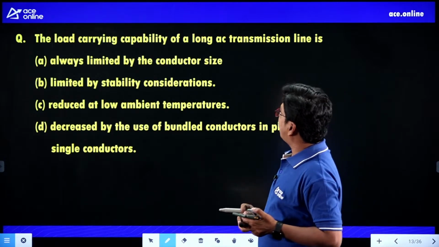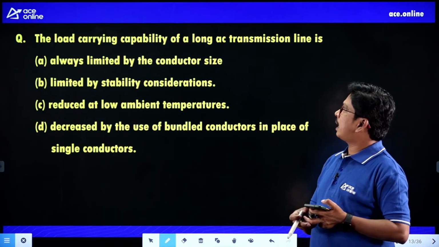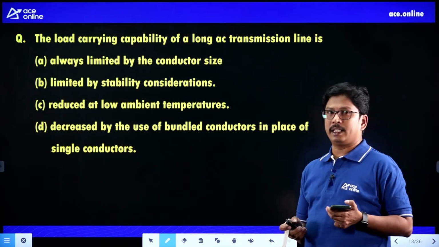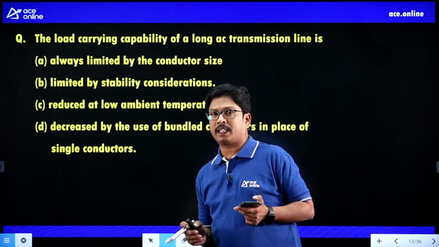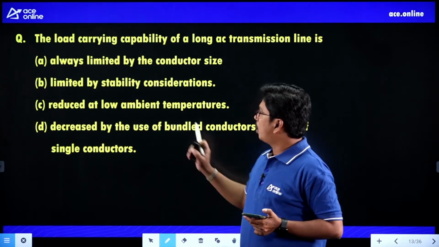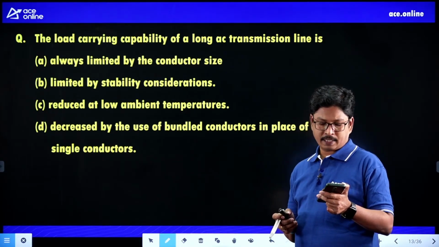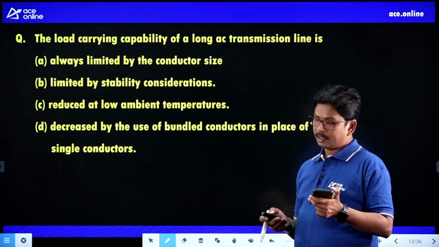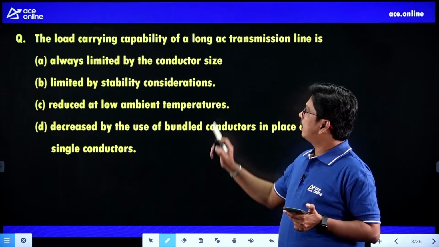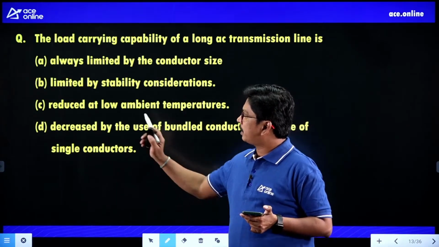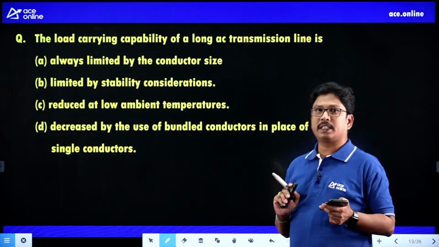The load carrying capability of a long AC transmission line is: option A, always limited by the conductor size; limited by the stability considerations; next one, reduced at low ambient temperature; and decreased by the use of bundled conductors in place of single conductors. Right. Here, the load carrying capability of long AC transmission line is always limited by the conductor size, limited by stability considerations, reduced at low ambient temperatures, decreased by the use of bundled conductors in place of single conductors.